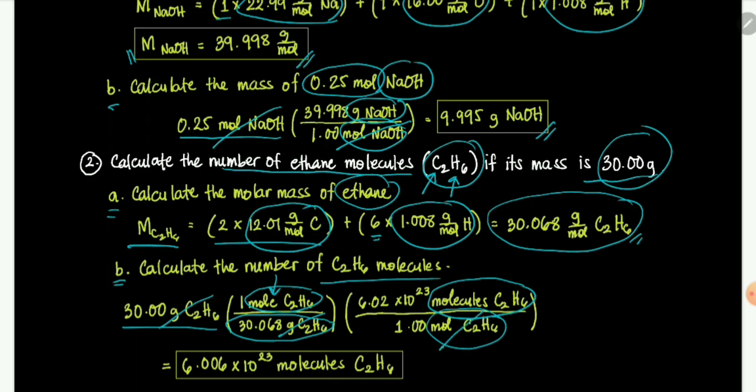Okay? So makakancel yung moles ng C2H6, ang matitirang unit ay molecules ng C2H6. So kapag inoperate natin itong expression na to, makukuha natin ay 6.006 times 10 to the 23 molecules of ethane.